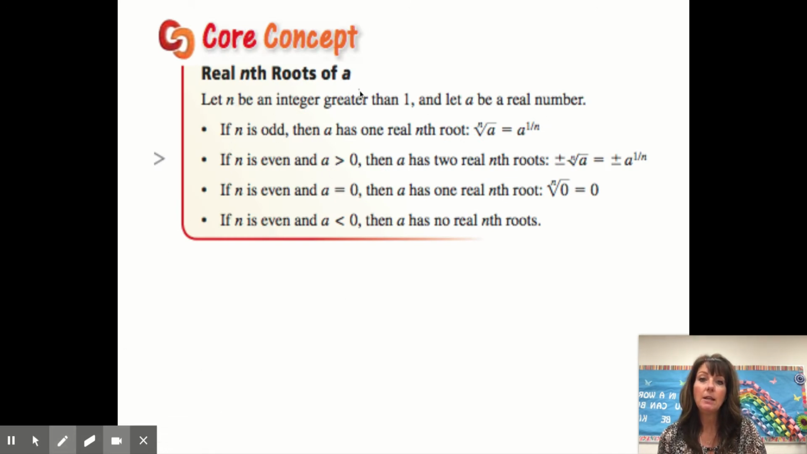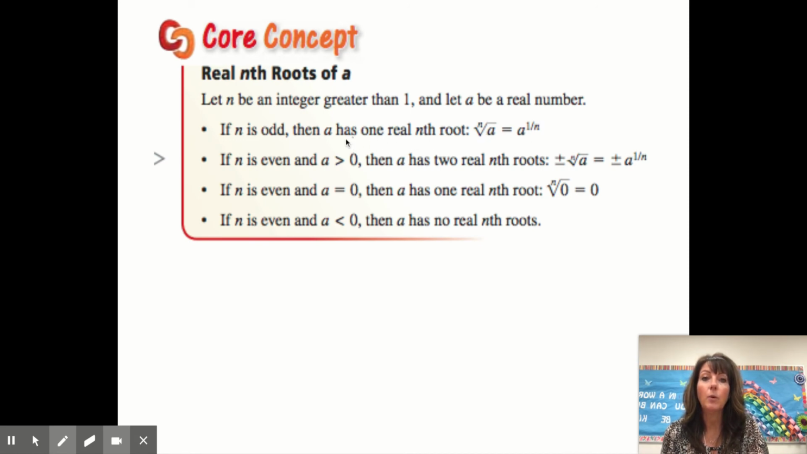It says, let n be an integer greater than 1, and that's going to be the nth root. And a is a real number. We know what our real numbers are. Real numbers can be rational or irrational, but we're going to be dealing with rational numbers right now. So we have n is odd. If n is odd, that could be 1, 3, 5, 7, whatever.